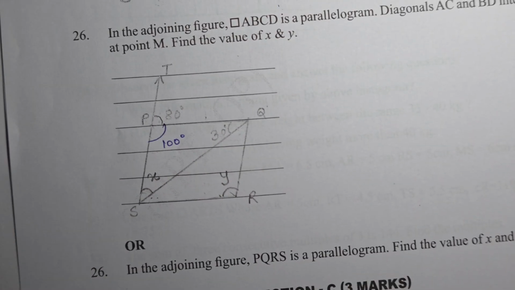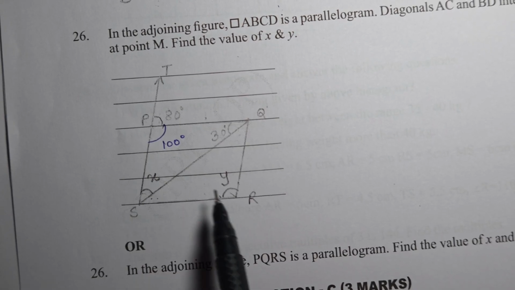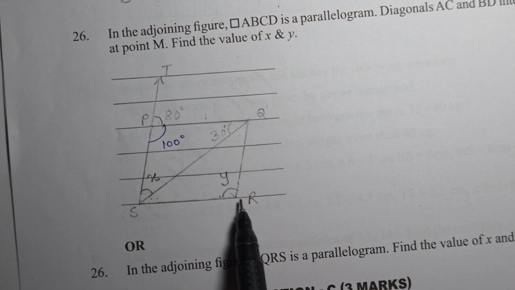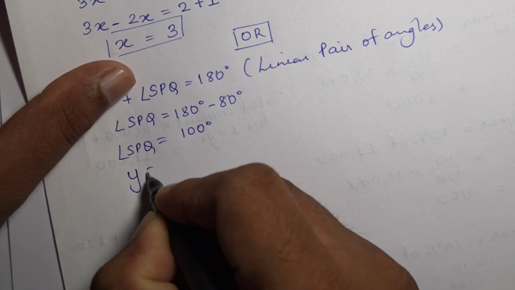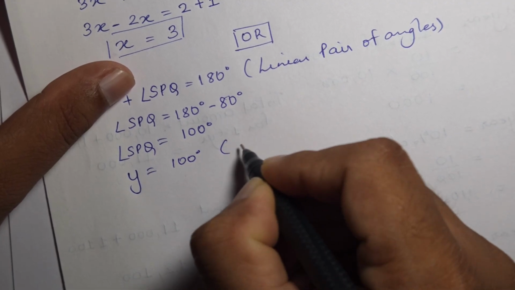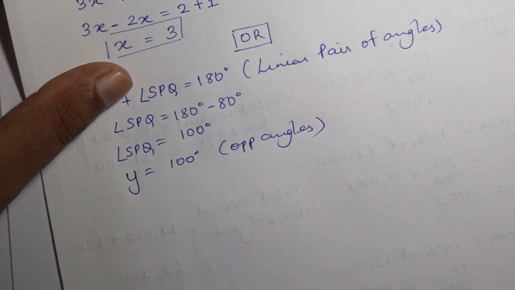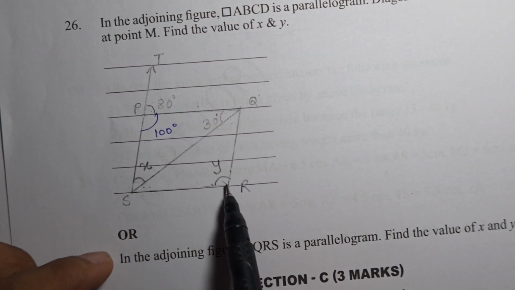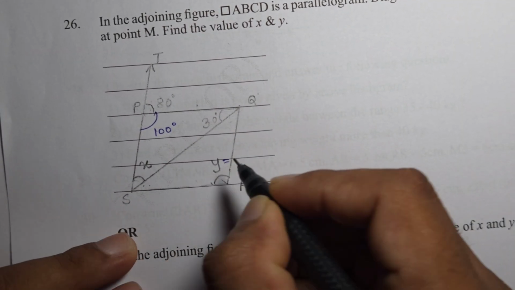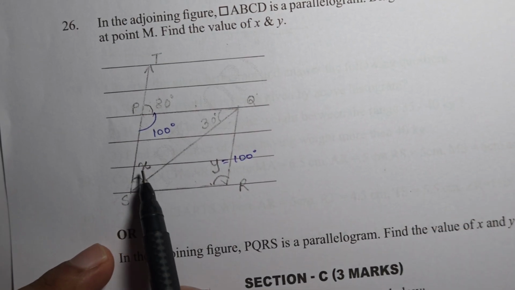Now what do you know about parallelogram is opposite sides are equal. Definitely yes. Opposite angles are also equal. If this is 100, this should be 100 as well. So what can I say is angle Y is equal to 100 degrees. Why? Opposite angles are equal. So now if I found this, I know Y is 100 degrees as well. What do I need to find now is X.